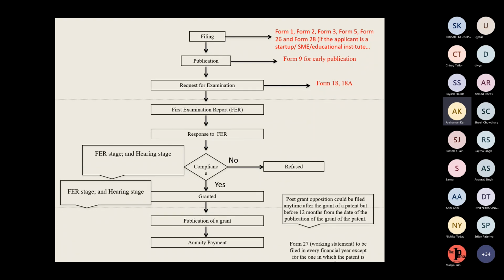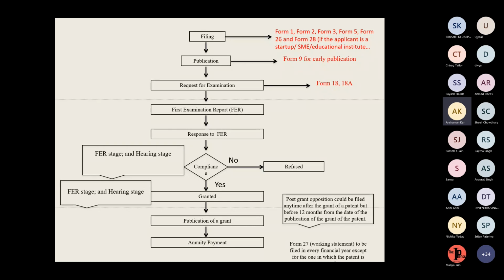So after filing, it is published. Automatically, it is published by the patent office after a certain time. And I said that if you need early publication, you need to file Form 9. Then is request for examination. Within 48 months from the filing, you need to file request for examination on Form 18 or 18A. 18A is for expedited examination.